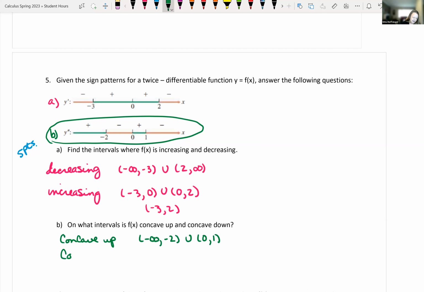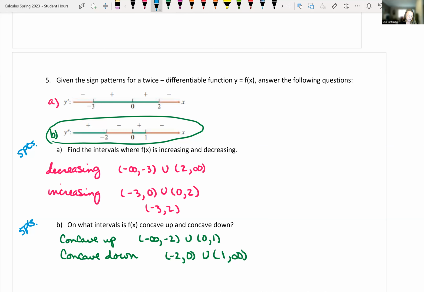It's concave down where the double derivative is less than 0. So looking at the table, I see that it's less than 0 from -2 to 0 and from 1 to infinity. This one is worth 5 points.